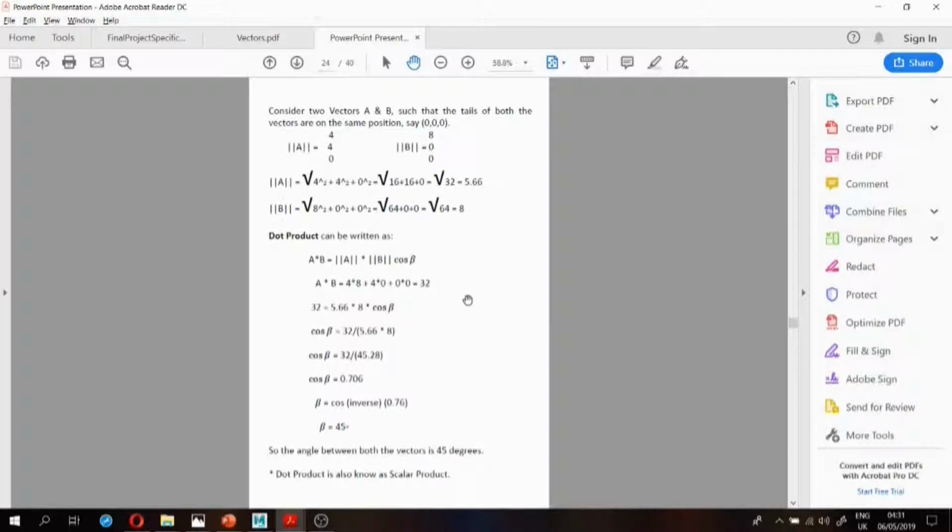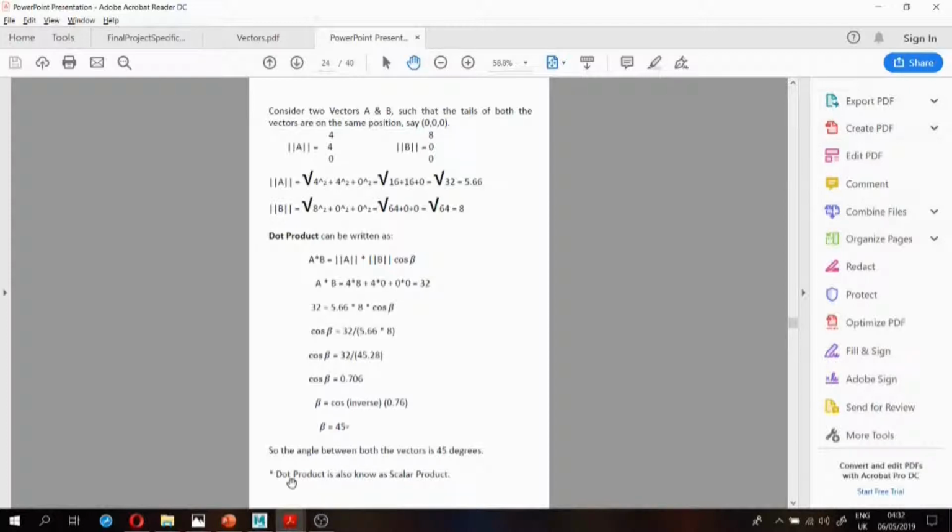So A multiplied by B will be 32, so it can be written as 32 is equal to the magnitude of A, which was 5.66, times the magnitude of B, which was 8, times cos of beta. When we cross-multiply, it will be 32 over 5.66 multiplied by 8, and if you solve this, it will be 0.706. So beta can be calculated by cos inverse, which is 45 degrees. So the angle between both vectors is 45 degrees.